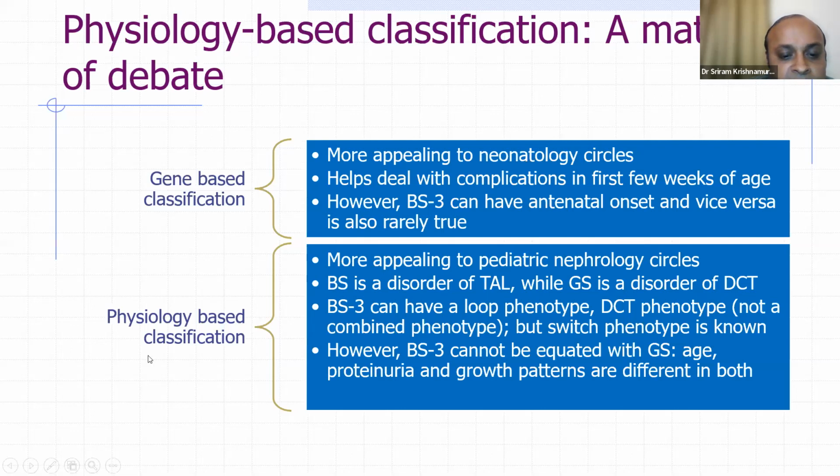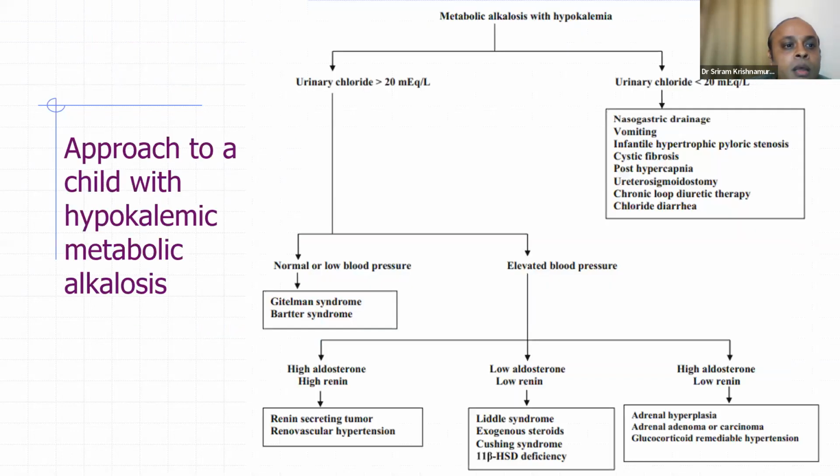So what I mean to say is, although there are plus points in the physiology based classification, it is not full of demerits also. So let us first see what is the approach to a child with hypokalemic metabolic alkalosis. When you get a child with hypokalemic metabolic alkalosis, it's not always Bartter syndrome. We have an approach, and the approach would be based on the urinary chloride more than 20 or the urinary chloride less than 20. If you have less than 20, gastrointestinal causes and pulmonary causes will often predominate.